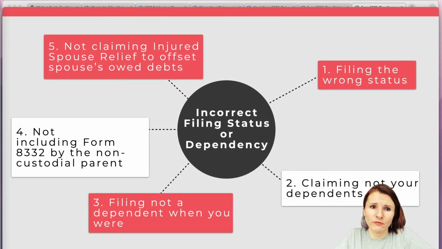Those are the 5 different tax mistakes that taxpayers commit: using an incorrect filing status or dependency, claiming the wrong dependents or not claiming the dependents, as well as not including the Form 8332 by the non-custodial parent. They're leaving money on the table because they should be receiving some credits for supporting a child. They're just not being the custodial parent. So definitely something to watch out for.